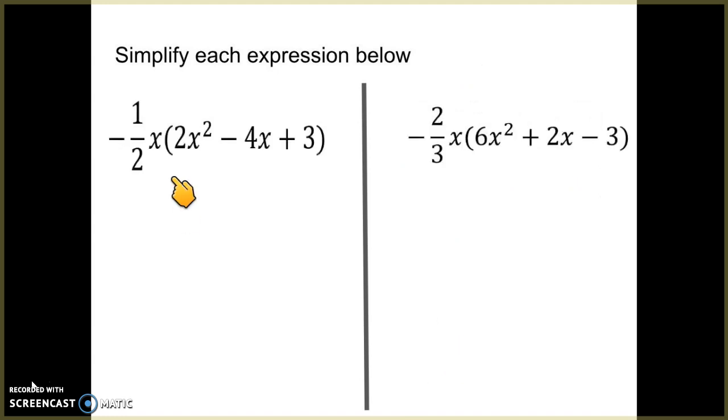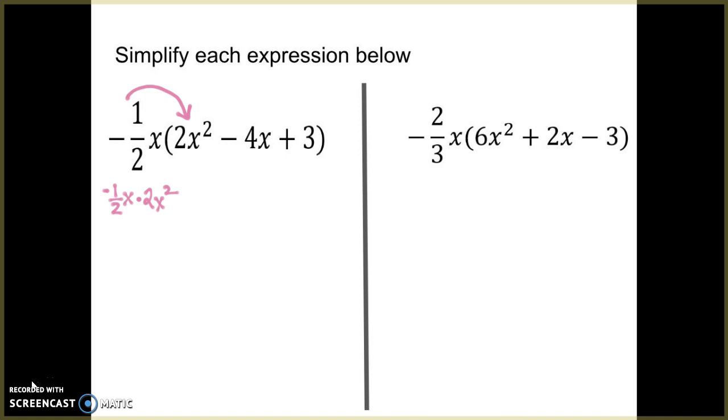All right, let's look at what happens when we multiply a monomial times a trinomial. Remember, a trinomial has three terms, so each term is separated by an operation symbol, and I want to take this negative 1/2 x and I want to multiply it by this term, by this term, and by this term. To do this, we utilize the distributive property, so I take my negative 1/2 x, and that's being multiplied by the first term, which is 2x squared.